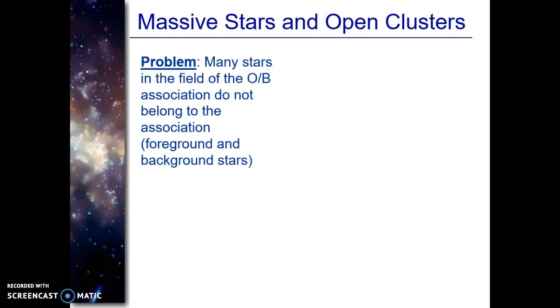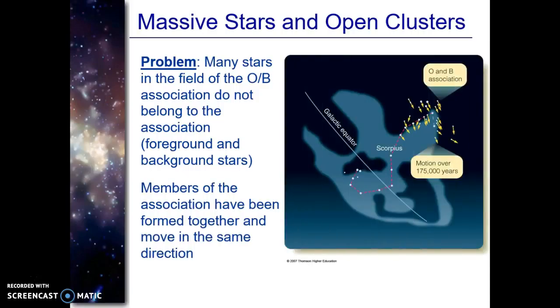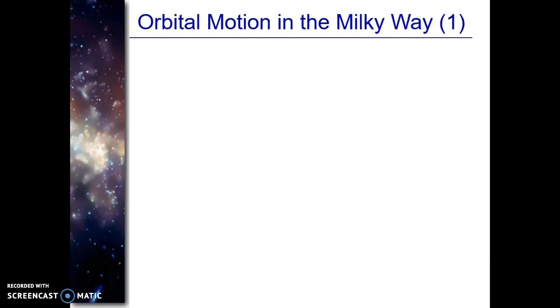What's the problem? Well, many stars in the field of the O and B association do not belong to the association. They're either foreground stars or background stars. Members of the association have been formed together, so they're going to move in the same direction. The foreground stars and background stars aren't moving in the same direction. Not good. So you can identify the members of the association based on how they move through the sky.